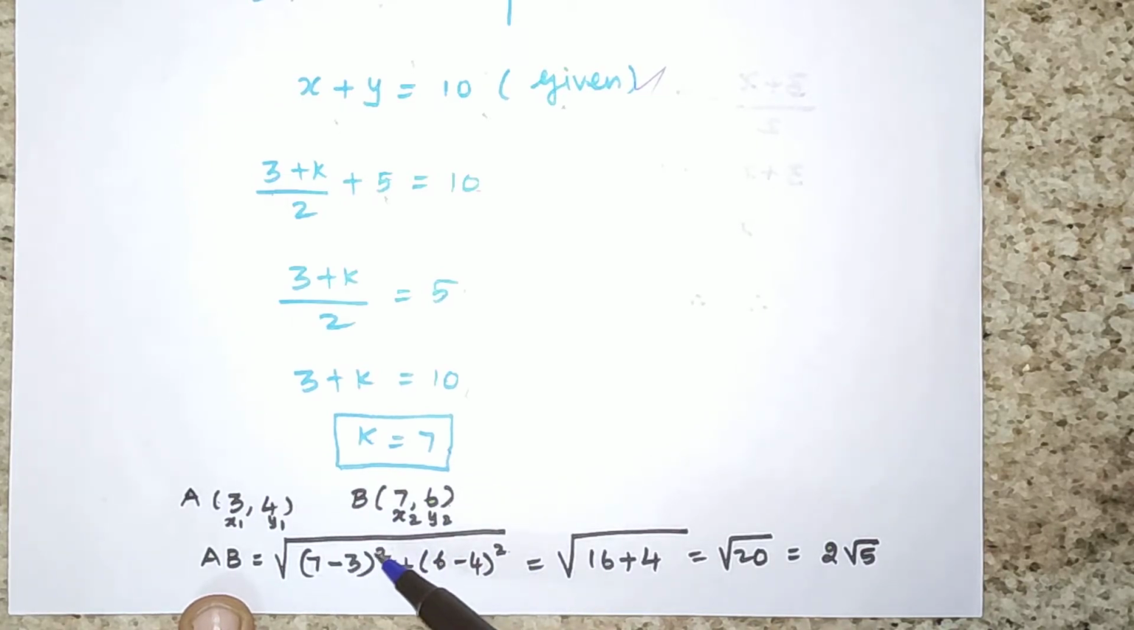7 minus 3 is 4, so 4 square is 16. Then 6 minus 4 means 2, 2 square is 4. So 16 plus 4, root 20. So root 20 we can write as 4 fives are 20, so 4 we can take out of the root. So 2 root 5. So this is the length of AB.